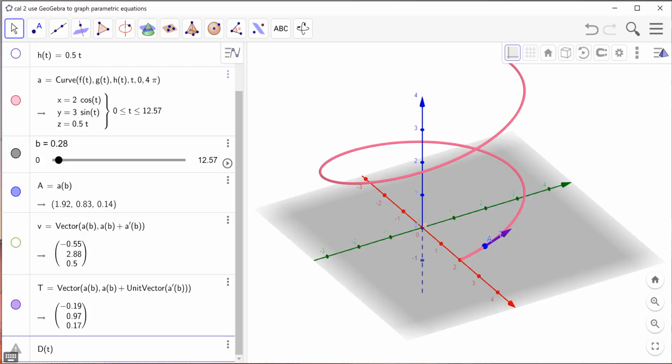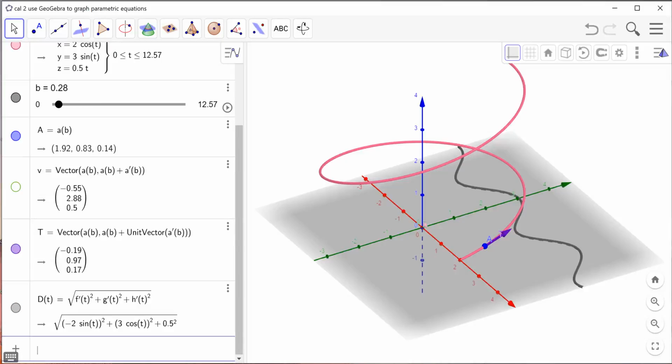This is going to be the square root of f prime of t squared plus g prime of t squared plus h prime of t squared. This is going to be the speed, which is the length of the velocity vector, the tangent vector, A prime of t.